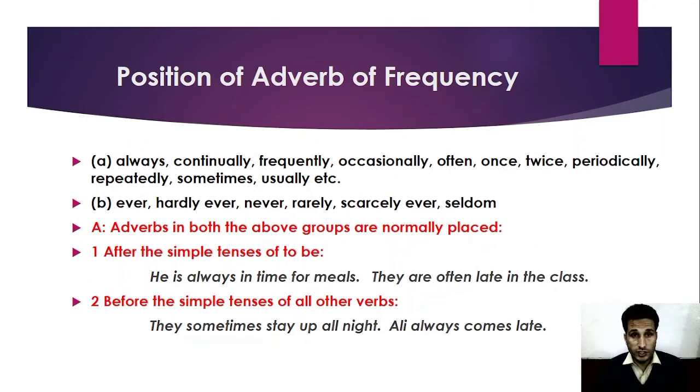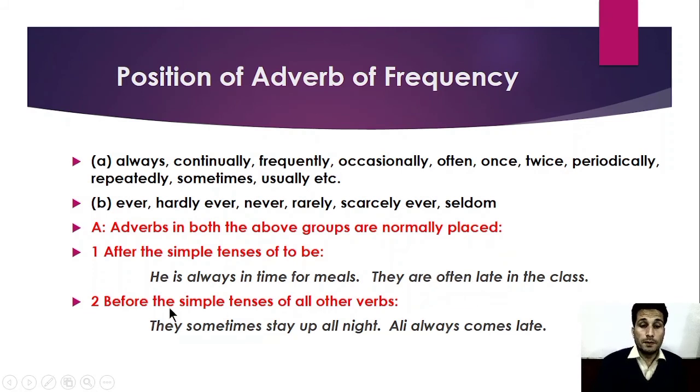Position of adverb of frequency. Now where to put adverbs of frequency? Always, continuously, frequently, occasionally, or ever, hardly ever, never, rarely, scarcely ever, seldom, etc. Adverbs in both the above groups are normally placed after the simple tense of be. If there is a be verb, is, are, am, was, were, we put them after is, are, am. For example, he is always in time for meals. Here is is followed by the adverb. They are often, again often is the adverb and it is following are.